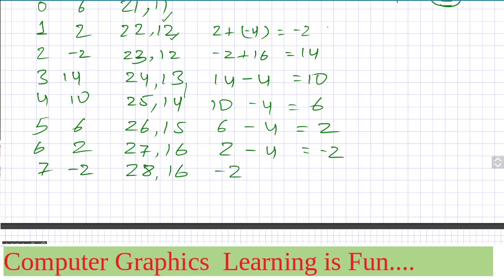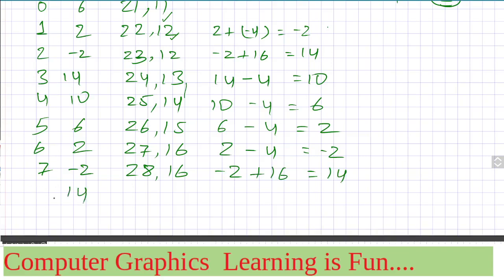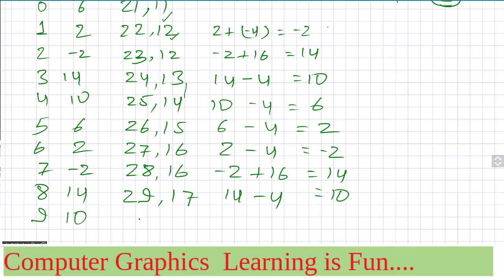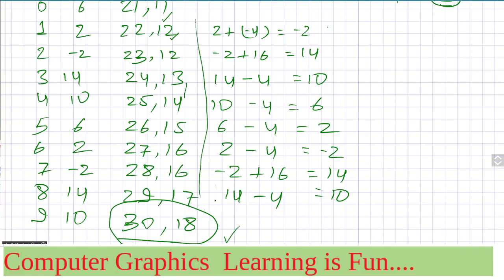Now it has not increased, so plus 16, which again gives you 14. So here you are having 14. In the 8th iteration it will definitely increase. Then you have 14 here, minus 4 again, it will give you 10. So in the 9th iteration you are getting 30 and 18. This was your target. So starting from that particular 20, 10 you have reached 30, 18, and these are the intermediate pixels.